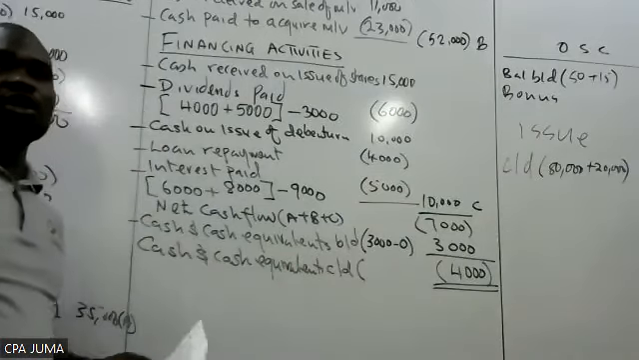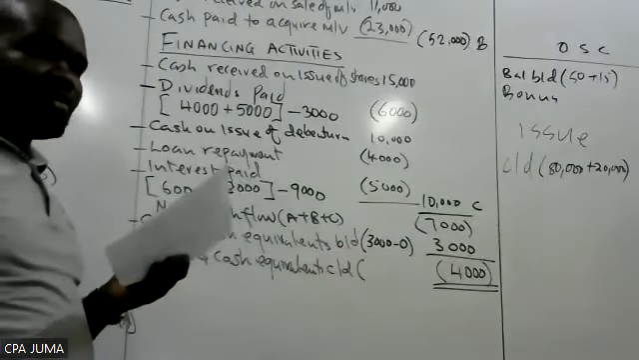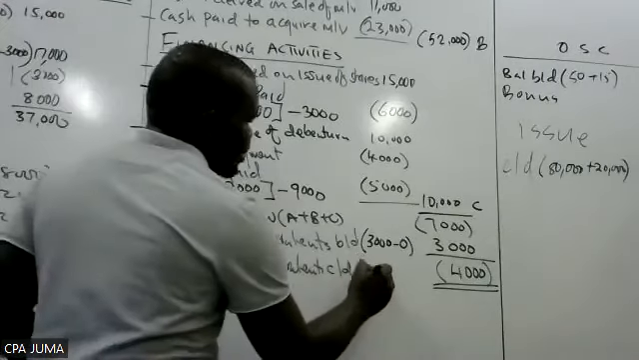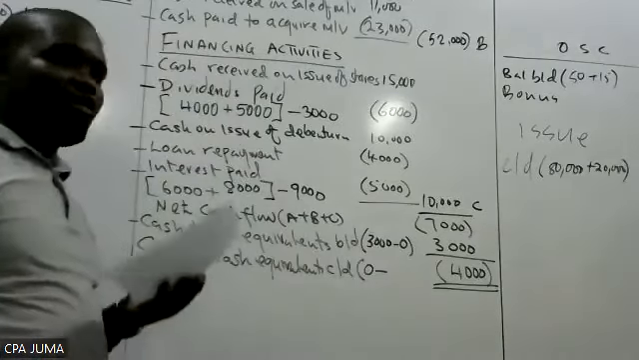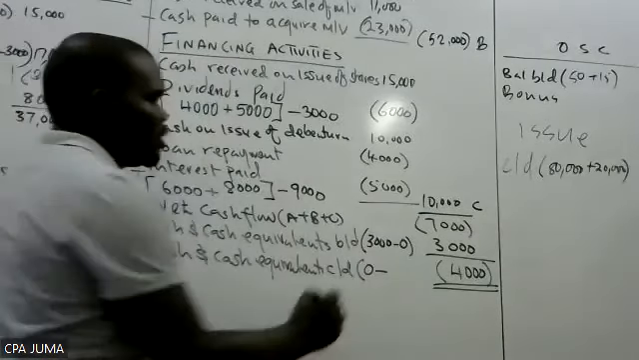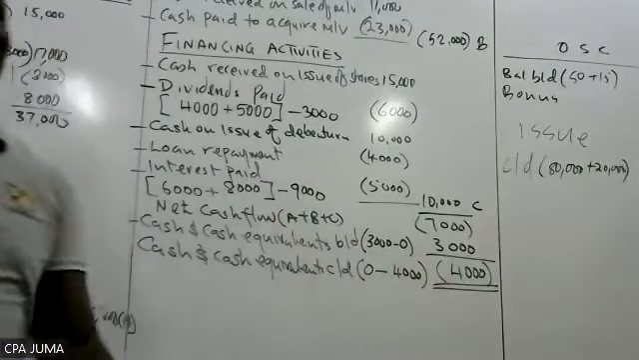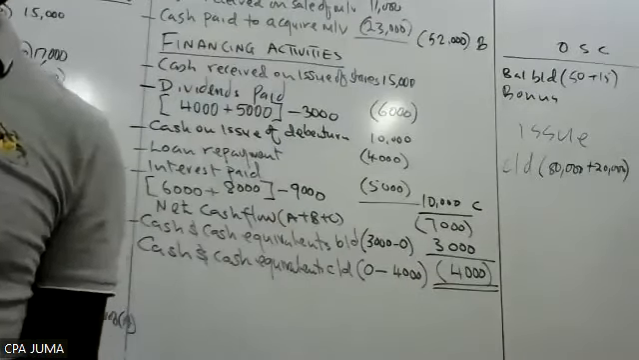Bank is how much at the end? Bank and cash is 0 minus overdraft 4. 0 minus 4 is minus 4. So that reconciles. Yes.